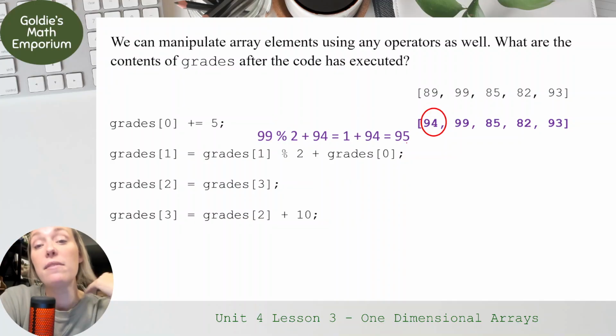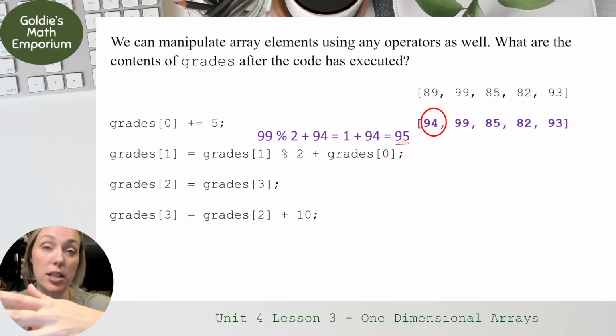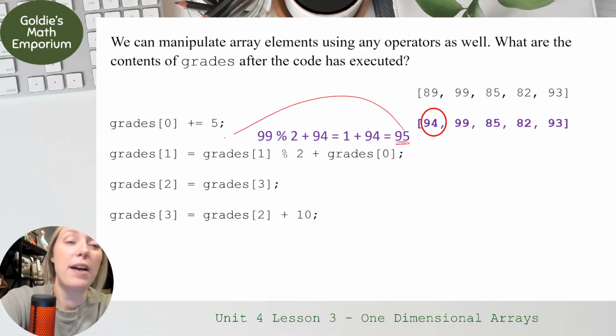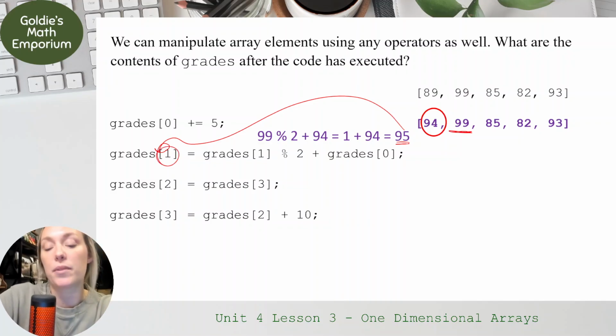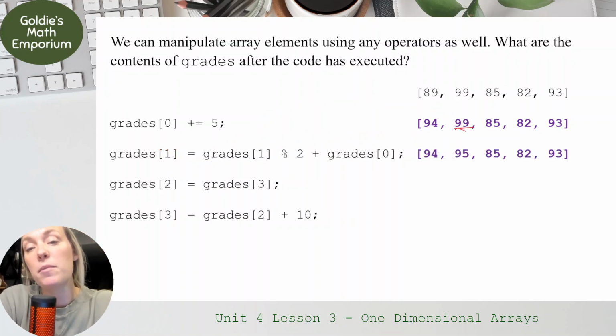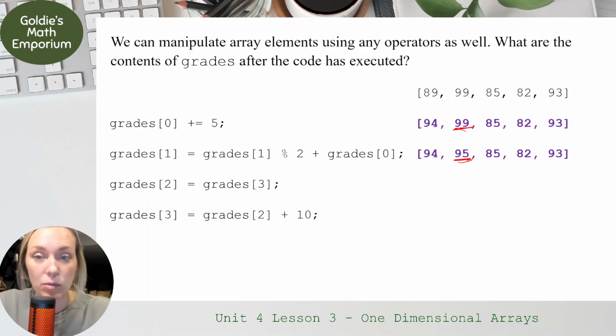So 95 is what you get on the math expression side, and 95 is going to get assigned to the first element here. So now you see the first element was changed from a 99 to a 95. What kind of curve is that in the grade book? Okay. So that was changed.